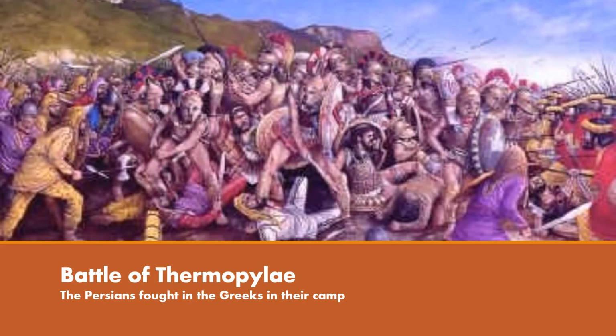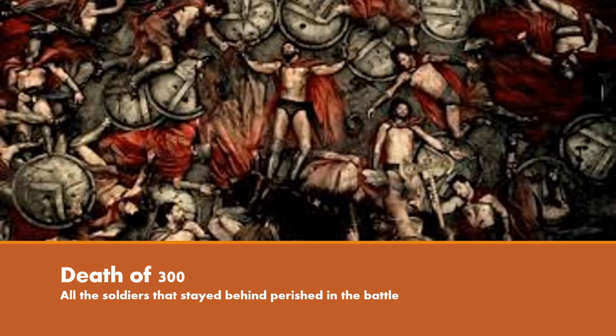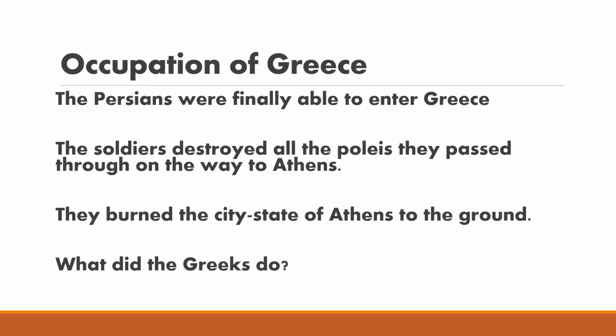This is an artist's rendition of the Battle of Thermopylae, where the Persians and the Greeks fought in the Greek camp. As popularized by the movie, all the soldiers that stayed behind perished in the battle. With the death of the soldiers that made up the defense, the Persians were finally able to enter Greece. The soldiers destroyed all of the poleis they passed through on their way to Athens. They burned the city-state Athens to the ground.